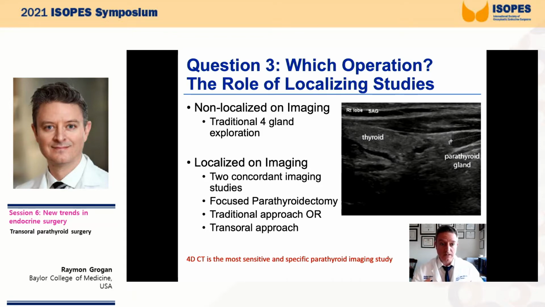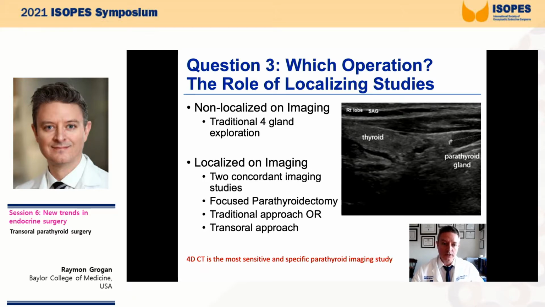So once we've identified that they do have hyperparathyroidism, we've identified that they do need an operation, the final question then becomes, what type of operation can we offer for these patients? There are two basic types of operations. There is the traditional four-gland exploration, where we go in and look at all four glands. And then there's what we would call a focused parathyroidectomy, where we go in and remove only one single gland and then check the parathyroid hormone levels in the operating room to make sure that the other three glands are not over-functioning at that point in time.